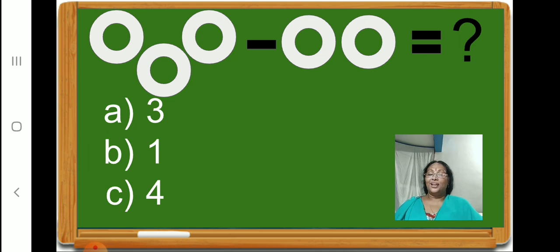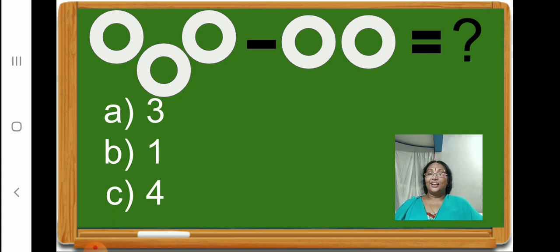Now, do you like to eat Polo chocolates? Yes. Now see children, on the left hand side we have 3 Polo chocolates and on the right hand side we have 2 Polo chocolates, which means we have to take away 2 Polo chocolates from 3 Polo chocolates. Okay, that means we have to minus 2 from 3.